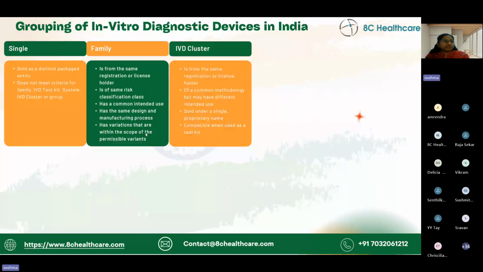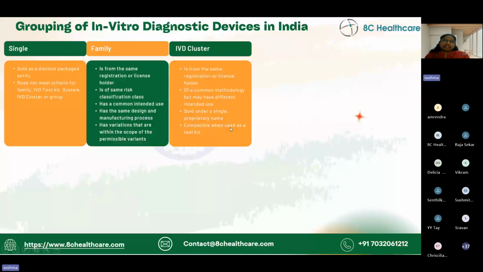For this new group, which is applicable only for the in vitro diagnostics, we call this group the IVD cluster. Here, if the devices have a common methodology but may have different intended uses, but are also sold under a single proprietary name, they can be put together, and they should be compatible when used as a test kit. So those devices can be put under IVD cluster.